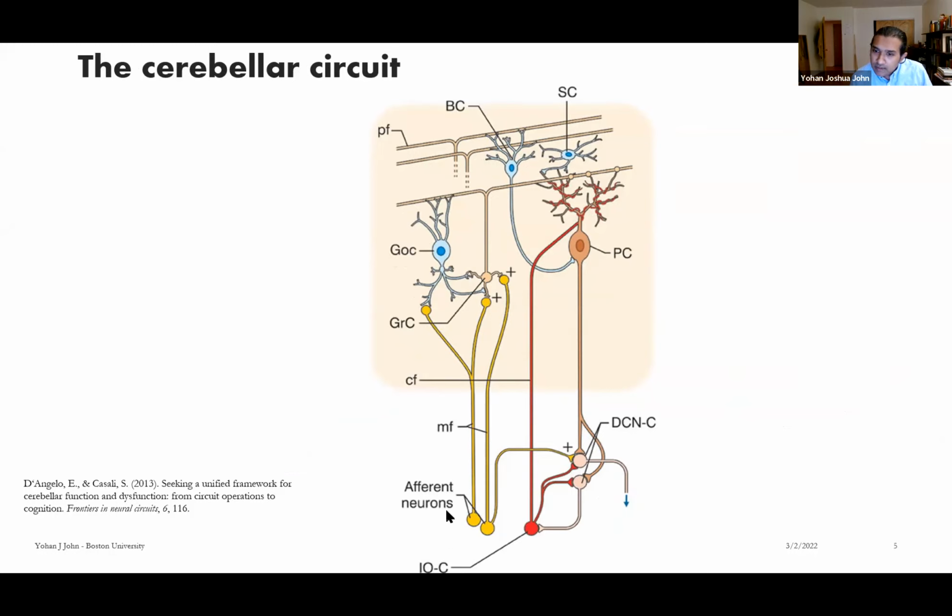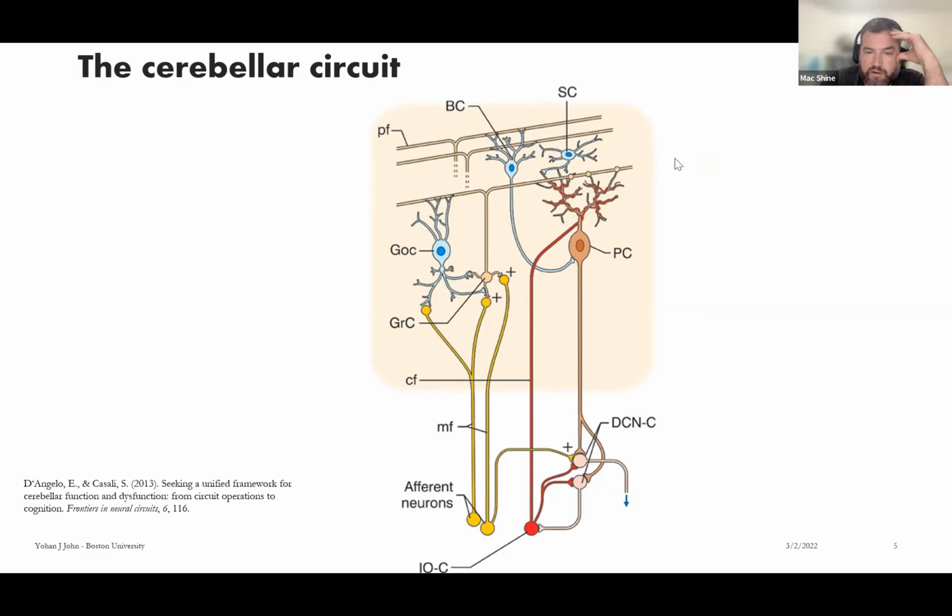So you have these afferent neurons. The mossy fibers come in from the pontine nuclei, which is the main way that the cerebral cortex communicates with the cerebellum. You have these mossy fibers coming in, which synapse, I believe these are excitatory, on the granule cells, and they in turn produce these long parallel fibers.